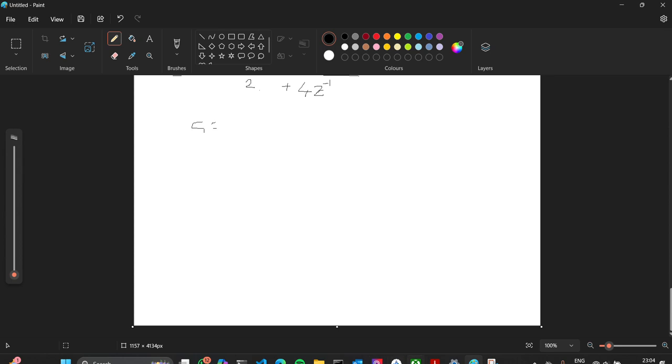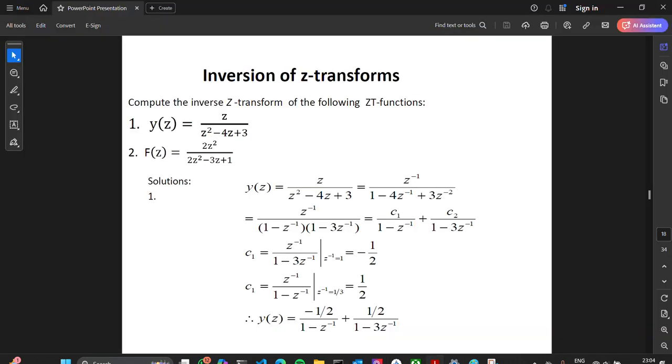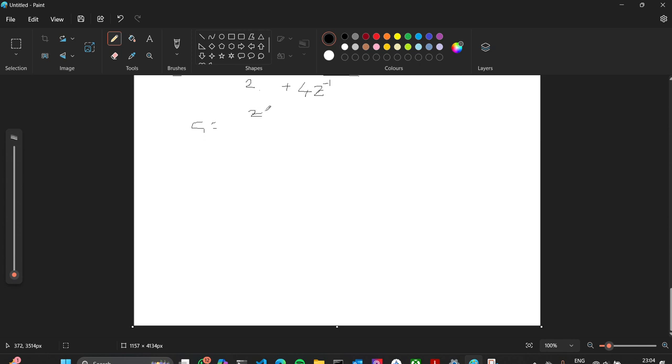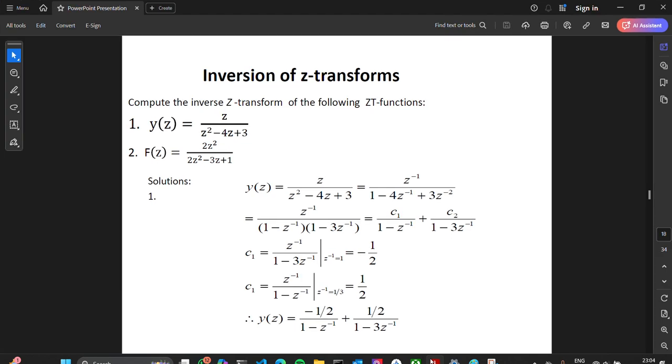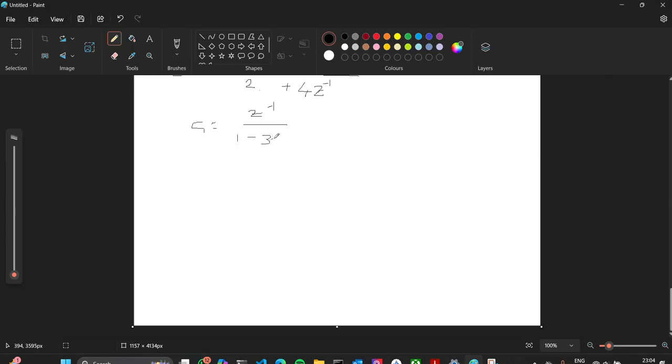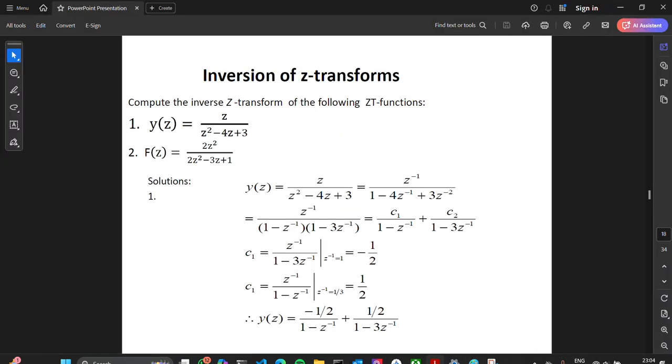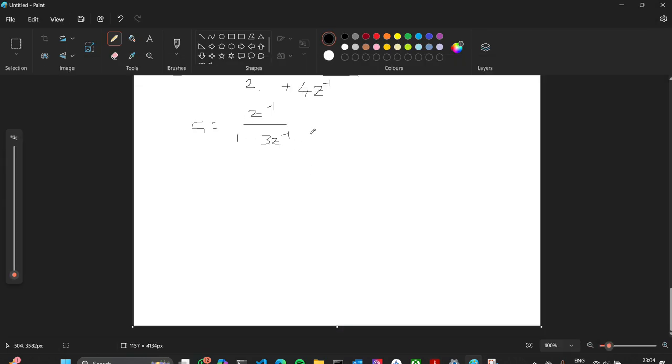C1 is equal to, I'm only going to do the first one, z to the negative 1 over 1 minus 3z to the minus 1, right? Okay, so this method of evaluating it is something we learned previously, and it actually comes from doing this.